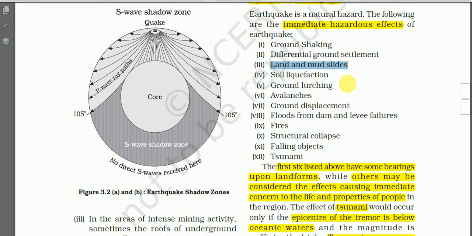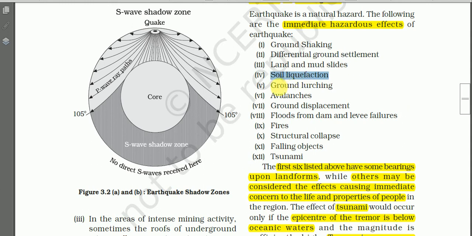Landslide may take place when there is an earthquake and the mud may flow down. Okay, mudslide may be there. Then soil liquefaction. Soil liquefaction means that because of the tremor, solid soils may be converted to liquid. This occurs when the soil is filled with water and the major component of the soil is clay. When there is shaking and trembling, the solid soil may turn into liquid, that is soil liquefaction.